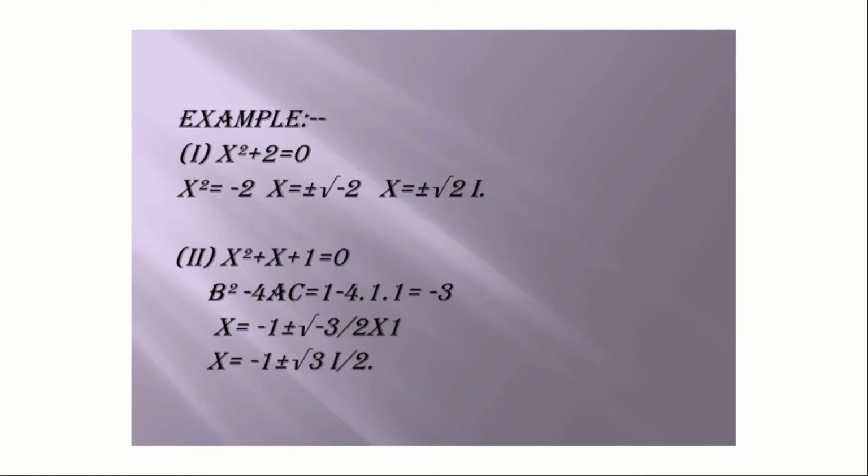For example, x square plus 2 equals 0 can be written as x square is equal to minus 2. x is equal to plus or minus square root of minus 2. We know that root of minus 1 is i. So the solution for x will become x is equal to plus or minus root 2 times i. In the same way, we have to solve all the equations.